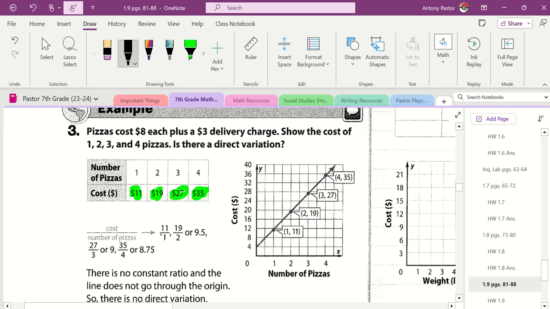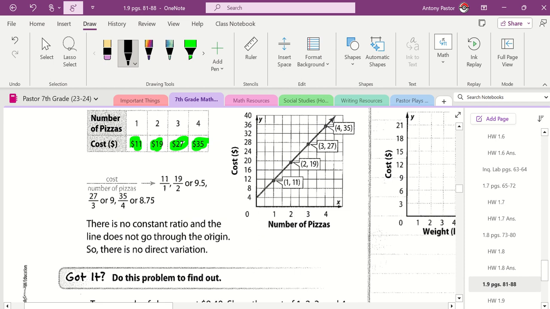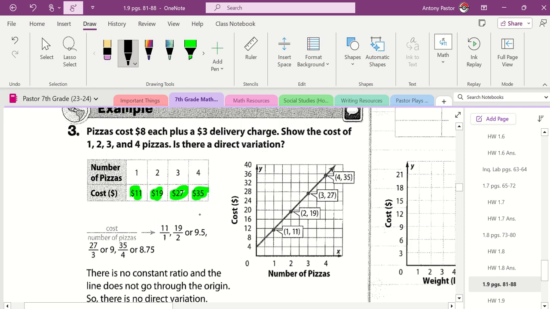Cost of pizza, 11 to 1. Okay, let's pause this. 11 over 1 would be 11. Oh, they're going for each one. So 11 over 1, it costs $11 to buy 1 pizza. 2 pizzas are $19, which makes 19 over 2, or $9.50 for each pizza.